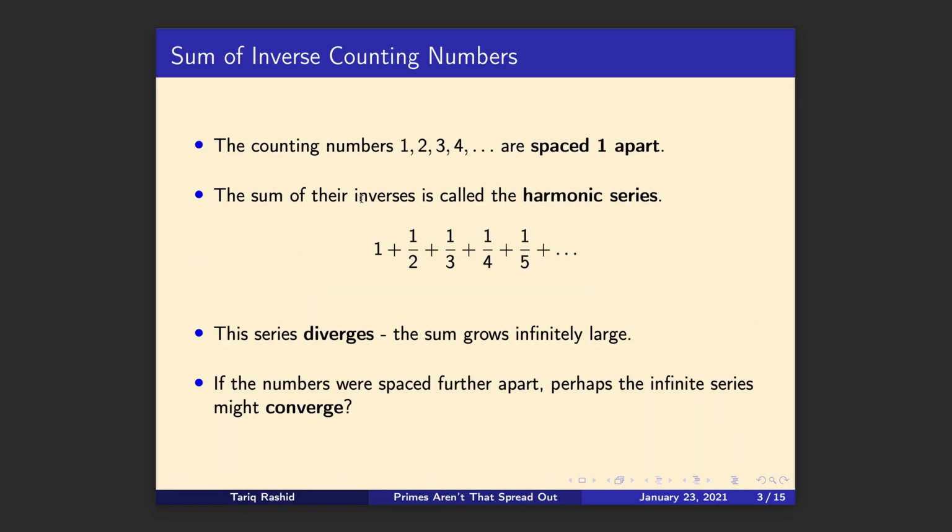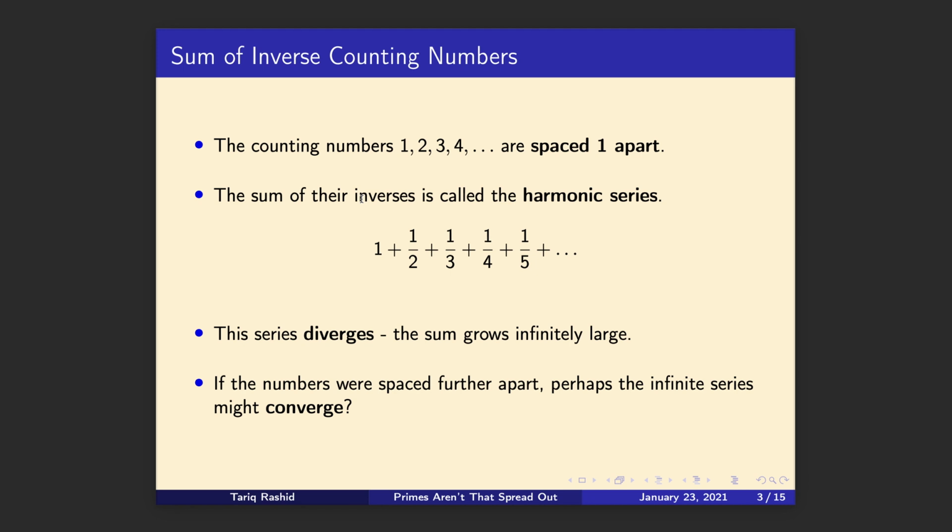So the very simplest sequence of numbers that we can think of is just the ordinary counting numbers: 1, 2, 3, 4, 5. And if we ask, well, how frequently do they occur? How far apart are they? And the answer is the simplest one. They're 1 apart. They occur every 1. It's how they're defined.